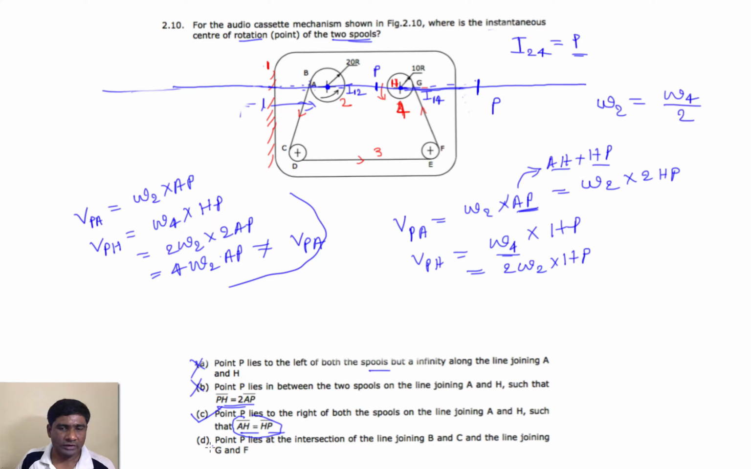And what about answer D? Point P lies at the intersection of the lines joining B and C, and F and G. If you draw B and C, it goes like this, and if you draw the line F and G, it also goes like this. It is saying P lies in this intersection. Obviously this is wrong, because initially we have seen that our instantaneous center should lie on the line joining the instantaneous centers 1 and 2 and 1 and 4. So the answer is C here.